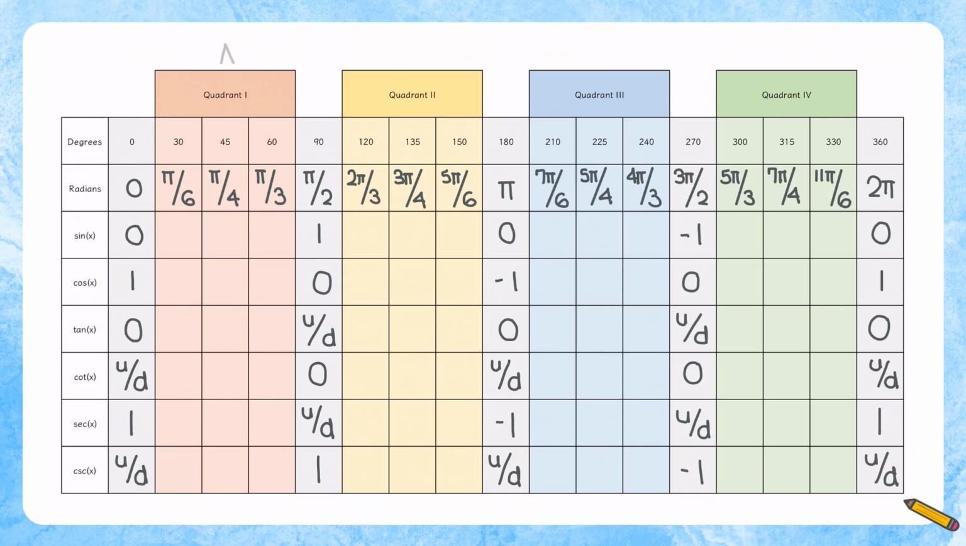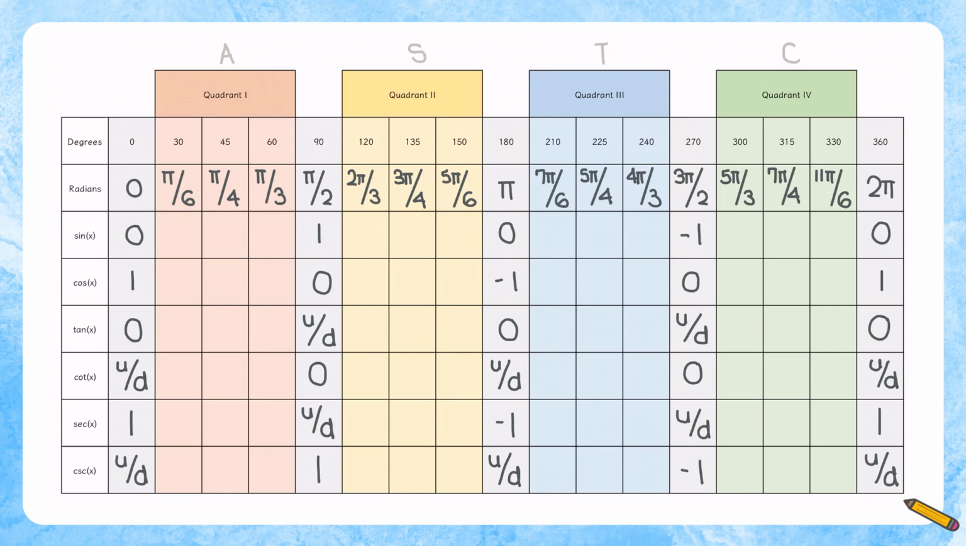And we also had this acronym ASTC, or All Students Take Calculus. So pause this video real quick and try to recall what this acronym tells us. So what is ASTC? And then press play when you think you have a good idea. So ASTC tells us which trig values are going to be positive in each quadrant.